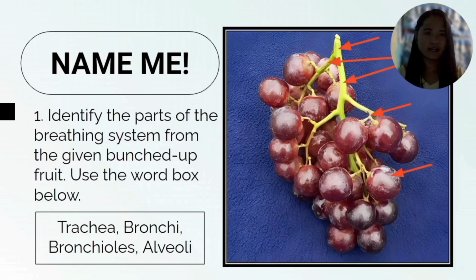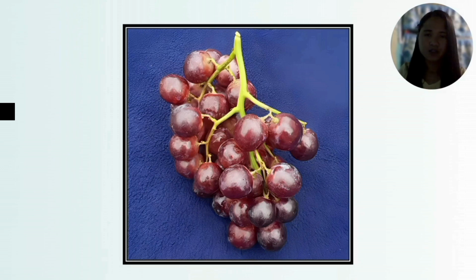So we have here an activity named Name Me. The instruction for this activity is that you will identify the parts of the breathing system from the given bunch of fruit and use the word box below. Inside the word box are the words trachea, bronchi, bronchioles, and alveoli. Alright, are you ready? Let's start.